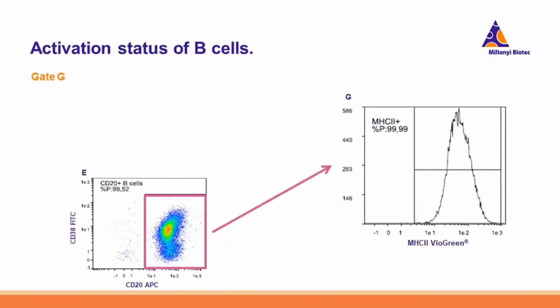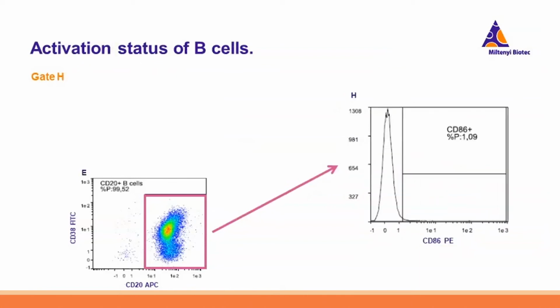Now, when we want to look a bit closer and see the activation status of these B cells, we always check for MHC2 to see if the B cells are expressing it. You really see nicely here that they're expressing MHC2. And on top, we always stain for CD86 to see if this is going to be positive or not.